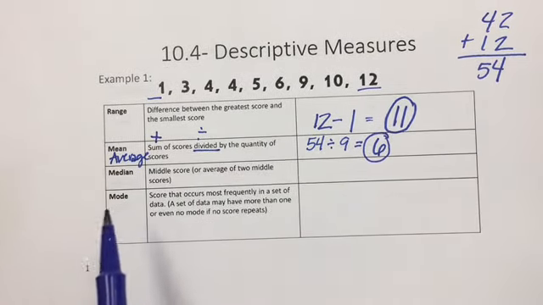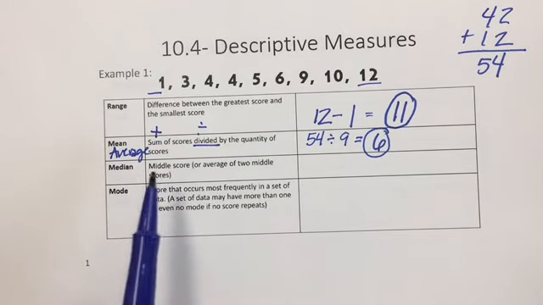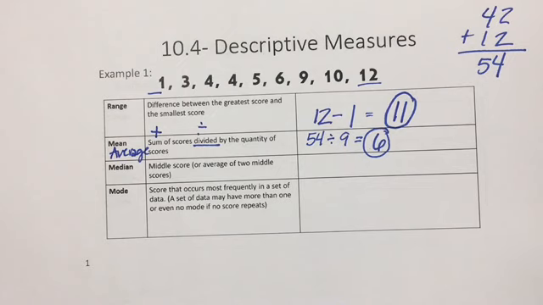Okay? Now we move to median, and that means middle score. One way to remember median is in the middle of a road. Sometimes they kind of have that cement built up, and we call that the median. It's in the middle of the road.